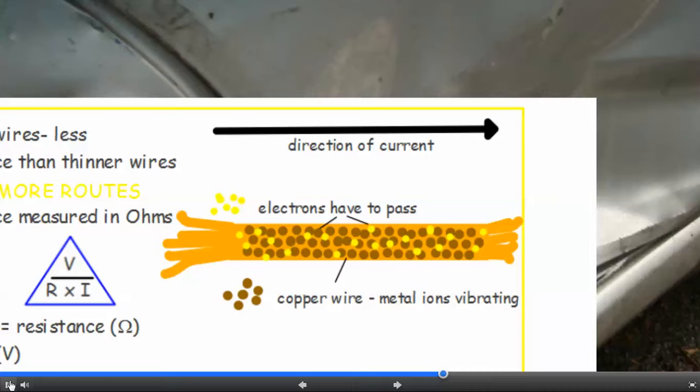So this picture represents a copper wire. Those brown blobs are the metal ions, which are all vibrating, and the yellow blobs are the electrons, which are trying to pass. So the greater the temperature, the greater the collisions, and the more difficult it is for the electrons to pass.